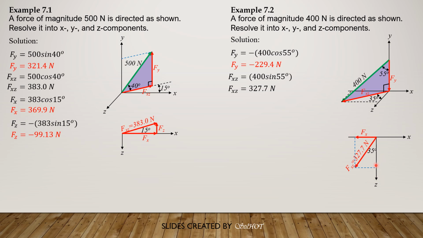So Fx is, because that is equal to this side of the right triangle, negative 327.7 sine of 35. So Fx is negative 188.0 newtons, while Fz is 327.7 times cosine of 35. So Fz is equal to 268.4 newtons.